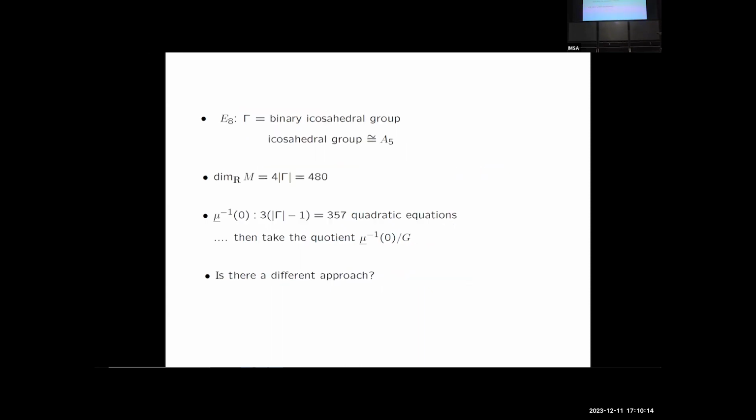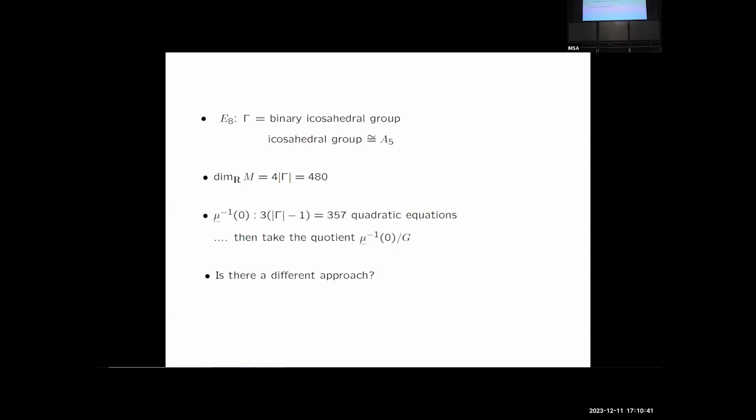And okay, so here's the situation. We take E8, we take the icosahedral group. Then the real dimension of this vector space is 480. So this is, if you like, just linear algebra, in the sense that the abstract of the ADHM paper was just linear algebra. But what kind of linear algebra is it?